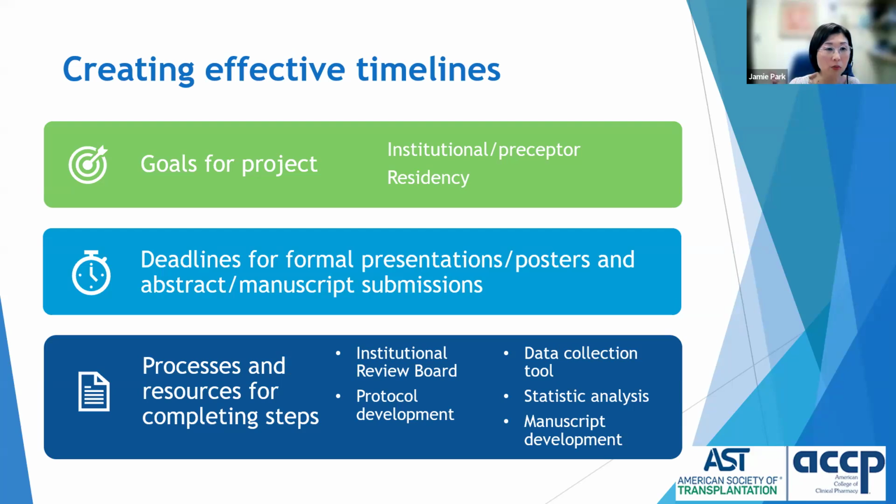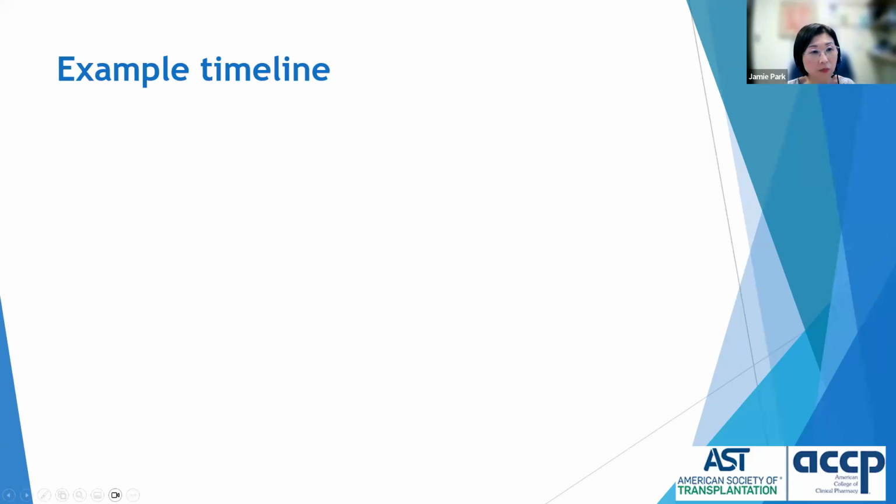And each step of the research project, starting with the IRB approval, protocol development, data collection and analysis, and then manuscript development, also requires time. You want to have some idea about what each step takes so that you don't spend 12 months and have an unfinished project at the end. Let's move on and use an example.